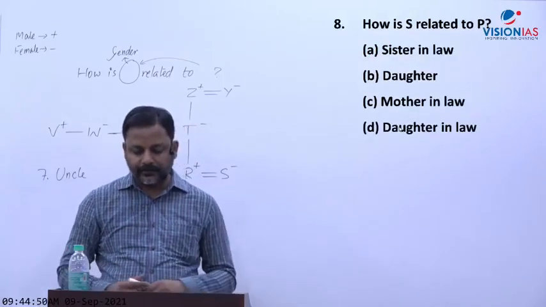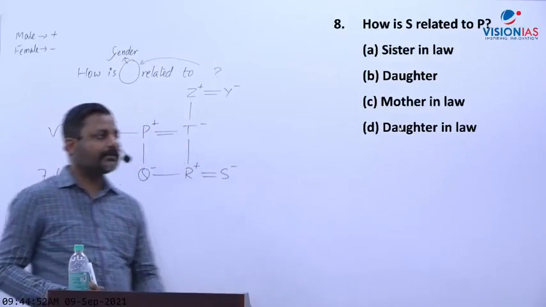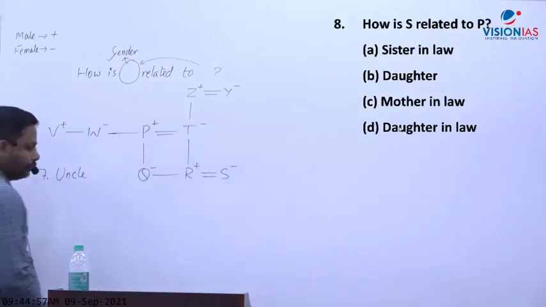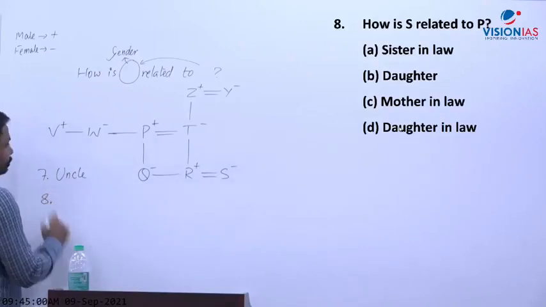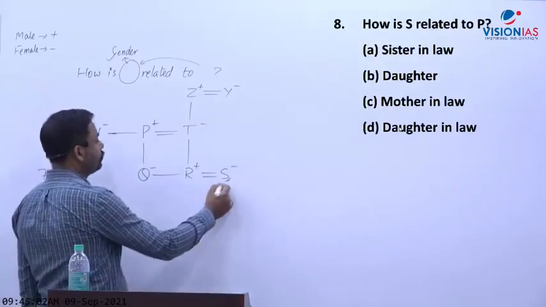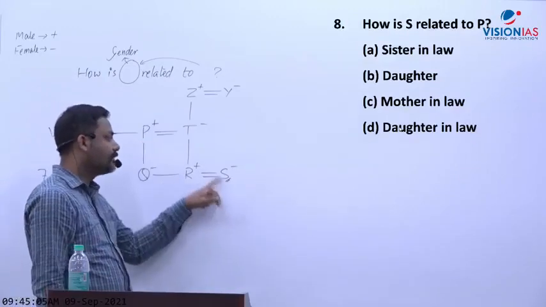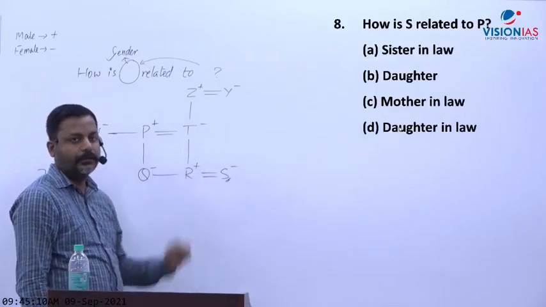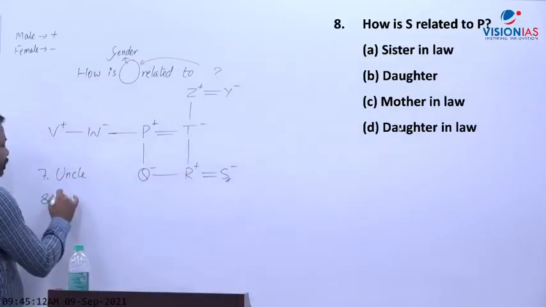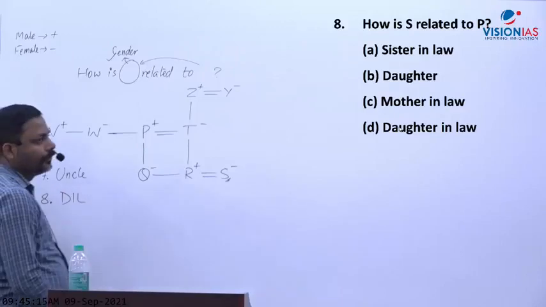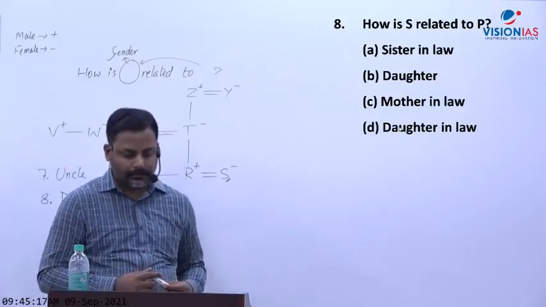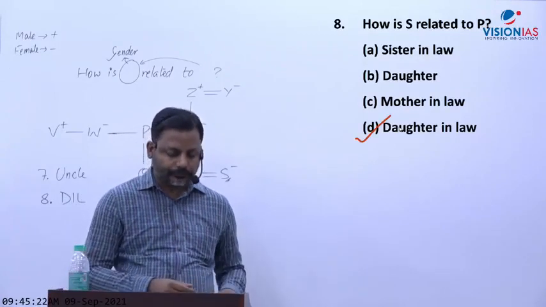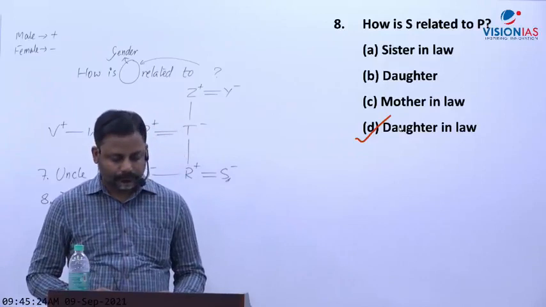Come to question number 8. How is S related to P? So who is S? For P, S is P's son's wife. Son's wife is called daughter-in-law. So the answer of question number 8 is daughter-in-law.